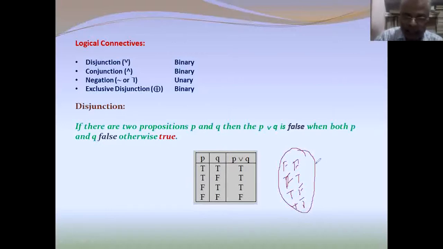This definition says if both are false, then its disjunction will be false. Otherwise, its disjunction will be true. And if we write true, true; true, false; false, true; and false, false, then both P and Q are false in the last row, so its disjunction is false, and in all other cases it is true.